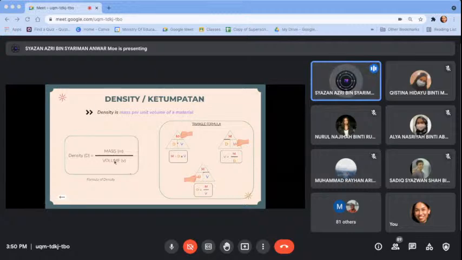So the triangle formula is very important and you should memorize this in order to search for a few parts from this formula. So this is one of the most important parts in density.